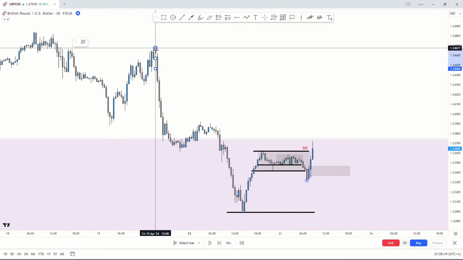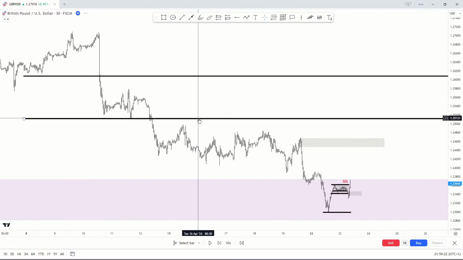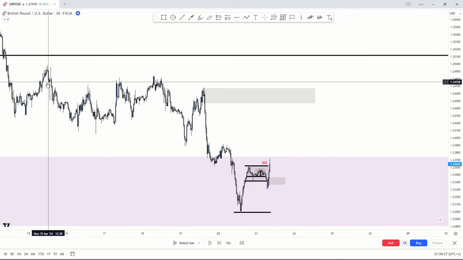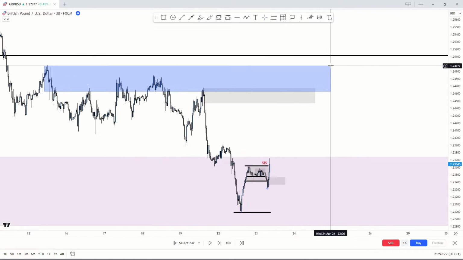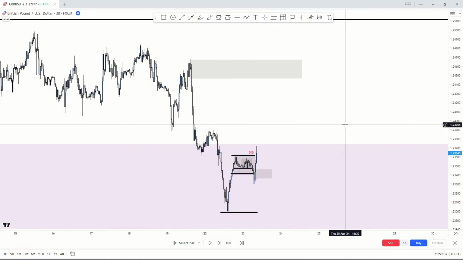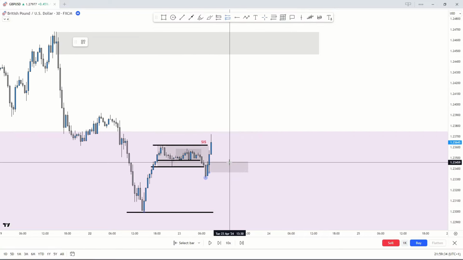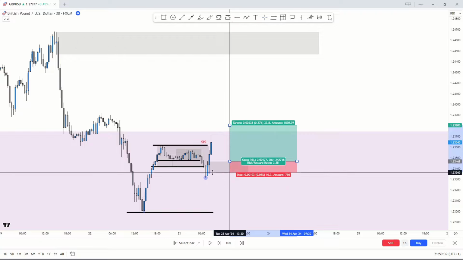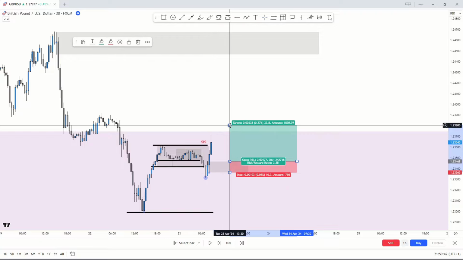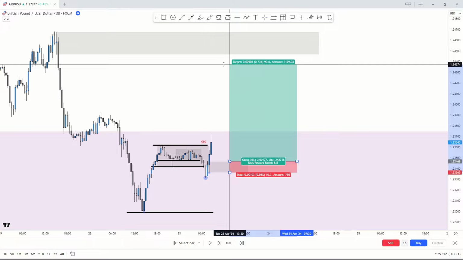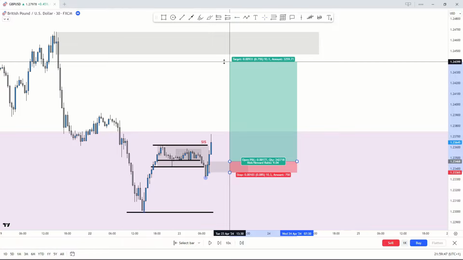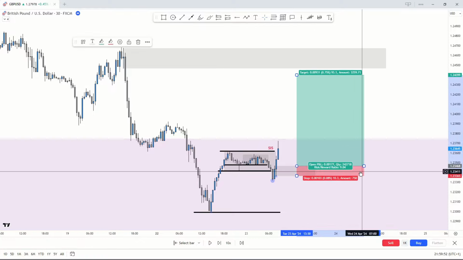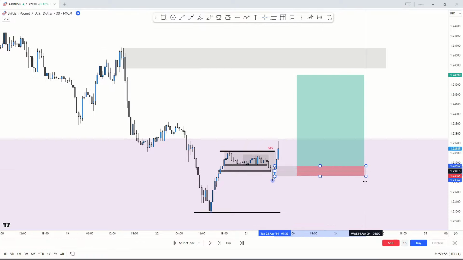For example, this supply zone here. So maybe if I don't want to hold up until here, because that is quite a way away from price, I can aim for this liquidity here, or this fair value gap here. So let me get my entry in. Stop loss at the low of that demand zone. And our targets can just comfortably go here, just at this fair value gap where that supply zone is, right? Giving us a nice risk reward of 1 to 9.